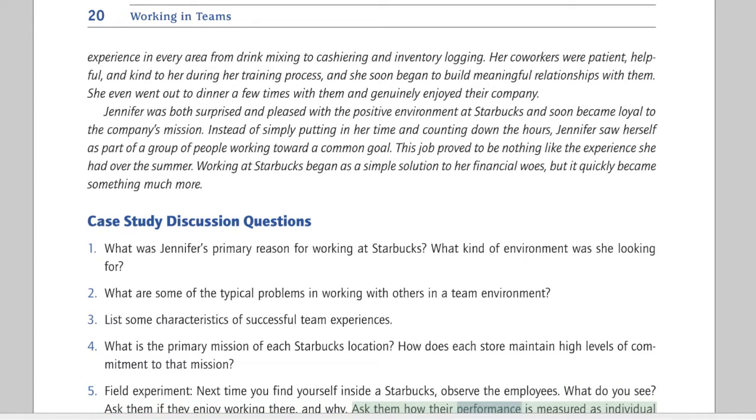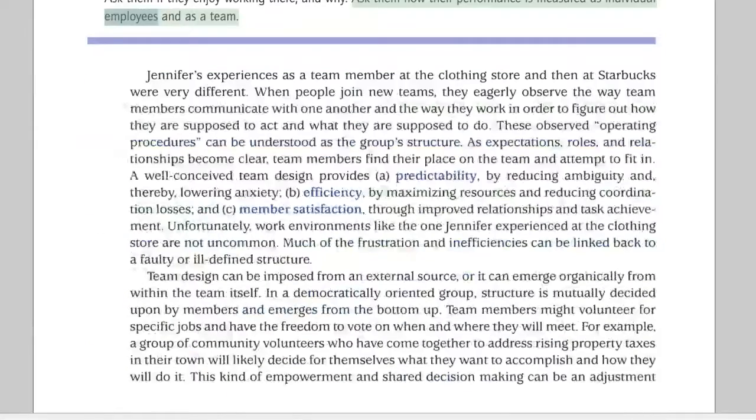Ask them how their performance is measured as individual employees, and as a team. Jennifer's experiences as a team member at the clothing store, and then at Starbucks were very different.